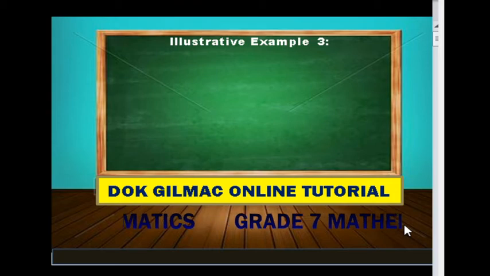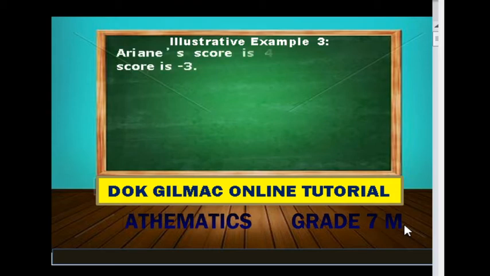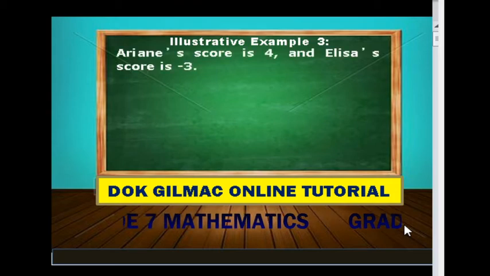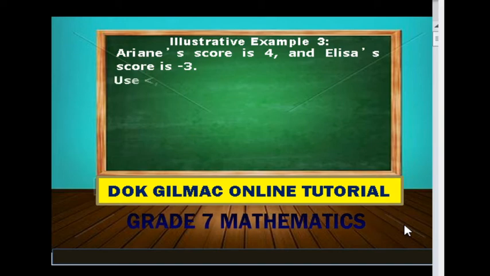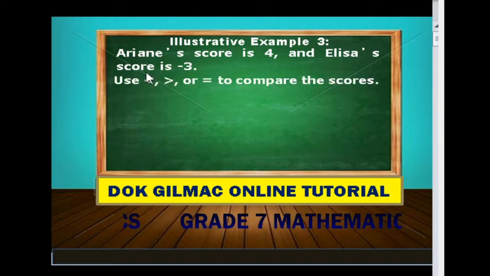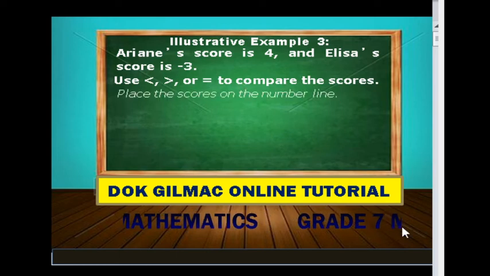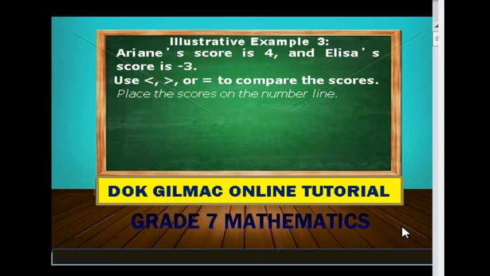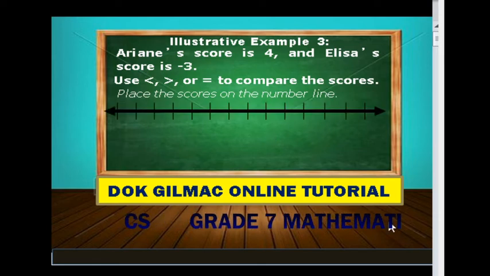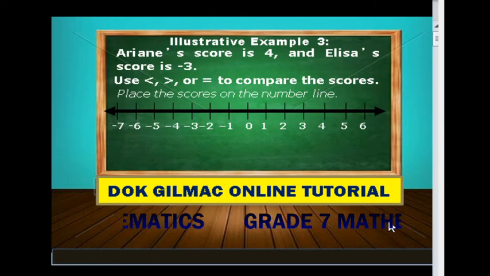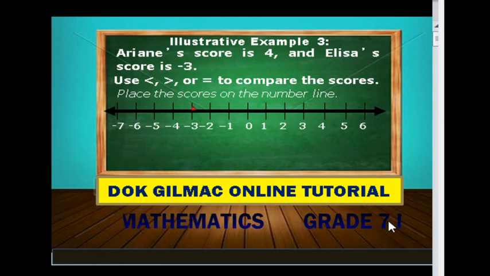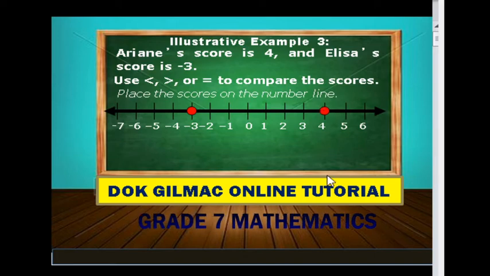Now, let's have an illustrative example 3. Aryan's score is 4 and Elisa's score is negative 3. So, use less than, greater than, or equal to compare the scores. Place the scores on the number line. Okay, let's draw a number line from negative 7 to positive 6. So, let's plot their scores. So, we have actually negative 3 and positive 4.